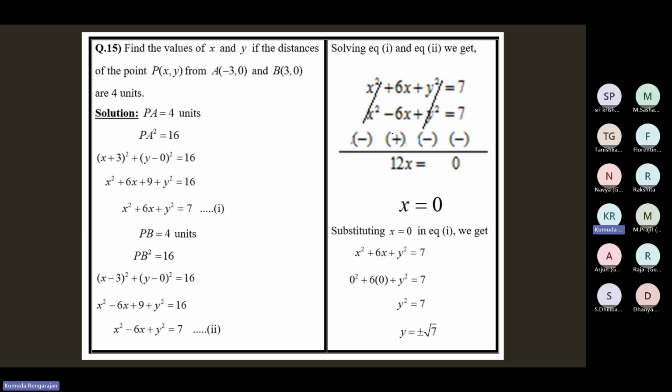So when you have two equations, you can perform all the 4 mathematical operations with them. In this case, when you subtract, it'll help you to get the value of x. So change the signs throughout. So x square cancels. 7 minus 7 is 0. So 6x plus 6x, 12x is 0. So x is equal to 0 by 12, which is 0.